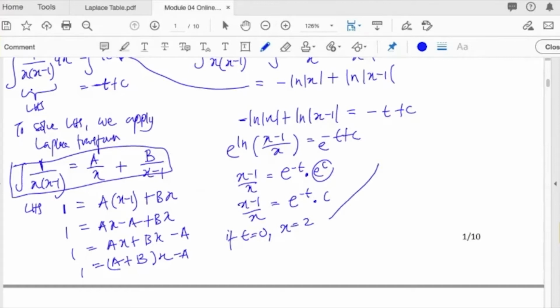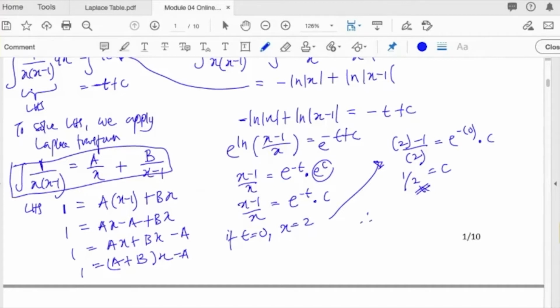We put that back inside our equation. If x equal to 2, then 2 minus 1 over 2, and t equal to 0, multiplied by c. So we have half equal to exponent 0, which is 1, times c. So your c will be equal to half.